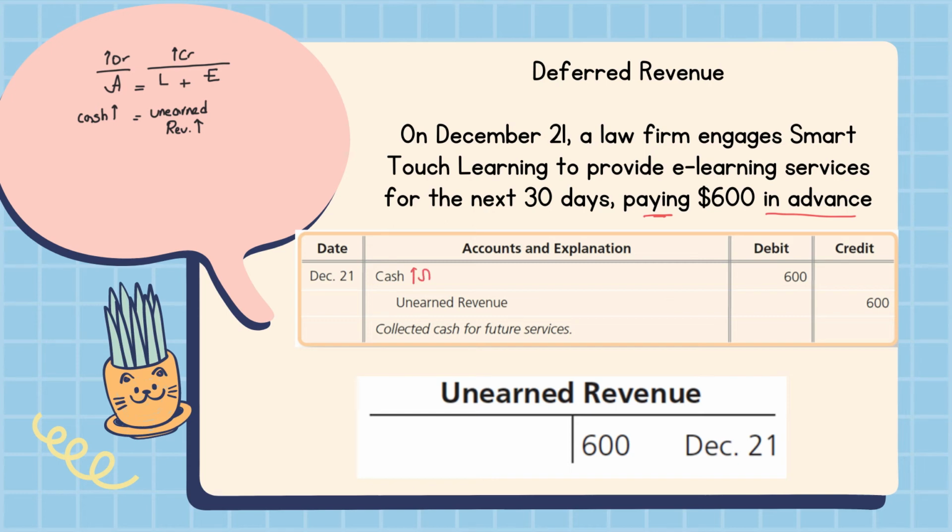Cash is an asset account. Unearned revenue is a liability account. This is on December 21st. So it's not at the end of the period. It's not an adjusting entry. It's just a normal journal entry. Now I need to record an adjusting entry at December 31st.